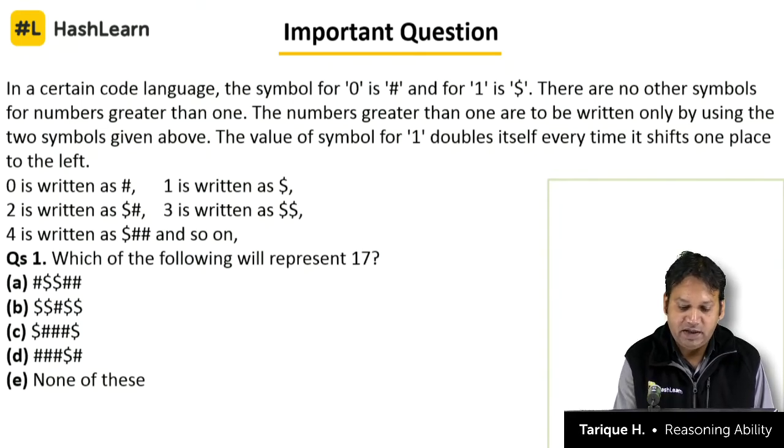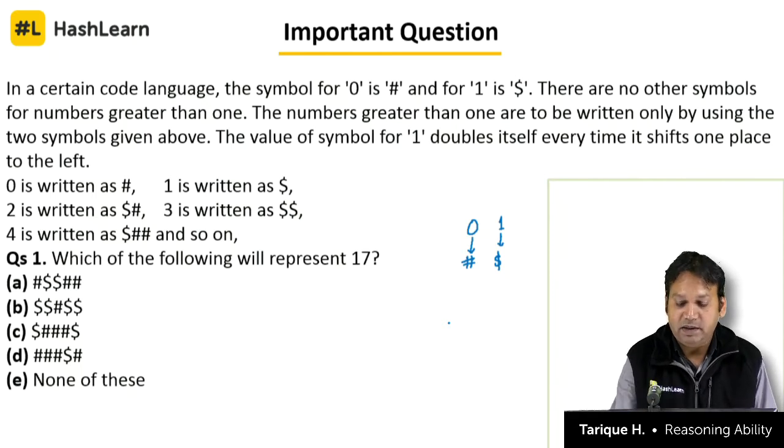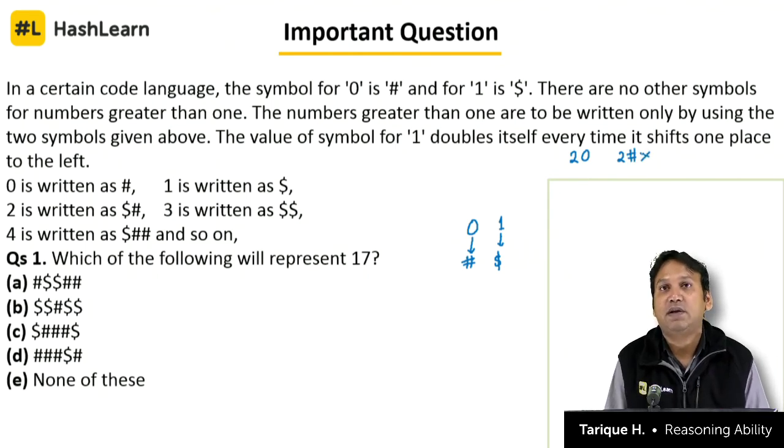So we don't write 0, instead we write hash. We convert 0 to hash, and we don't write 1, instead of 1 we write dollar. That's the coding we are using here. So 0 is hash and 1 is dollar. If you have to write 100, how would you write? But that is not all. It's not just that we are converting 0 to hash and 1 to dollar and directly translating. That is not what the question is about. So let's read further and see what it's telling you.